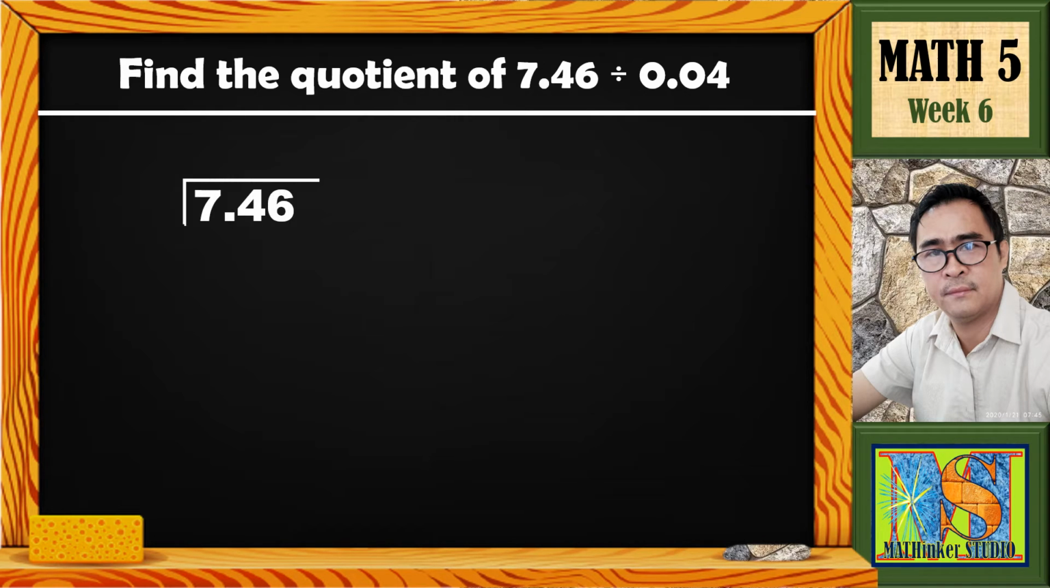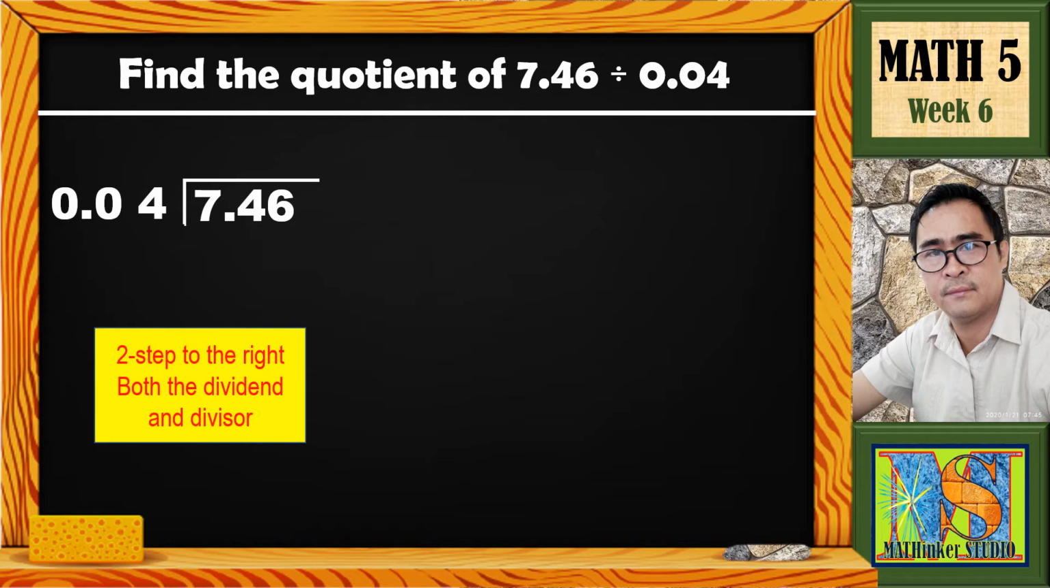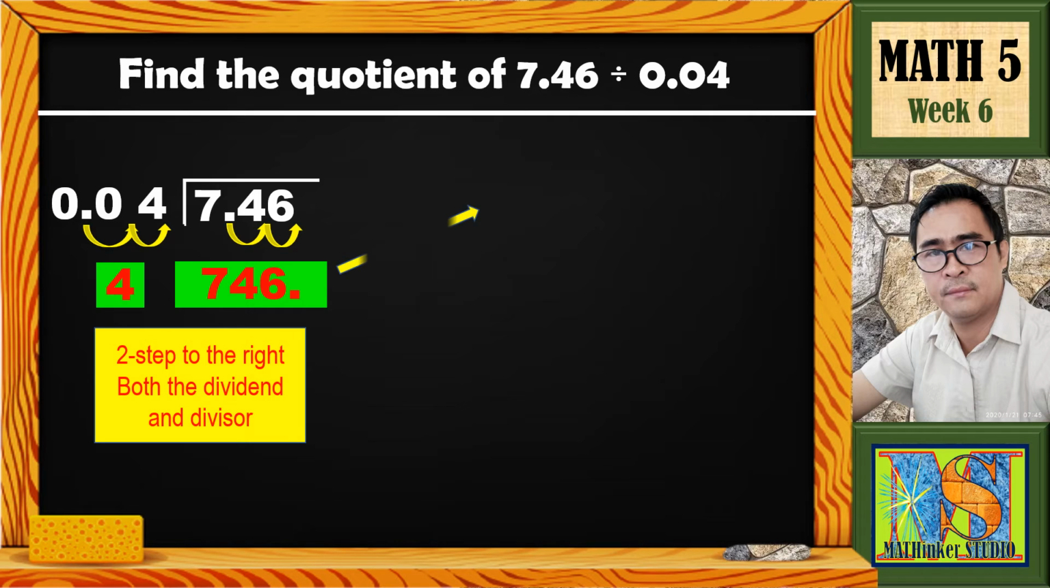Okay, next example is find the quotient of 7 and 46 hundredths divided by 4 hundredths. So, isulat natin ng ganito. Then, let us move the decimal point two steps to the right, both the dividend and the divisor. Ang ating divisor ngayon ay 4. Ganun din ang ating dividend, dalawang beses papunta sa kanan. At lalabas ngayon ay 746. At ito ngayon ang gagamitin natin sa division.